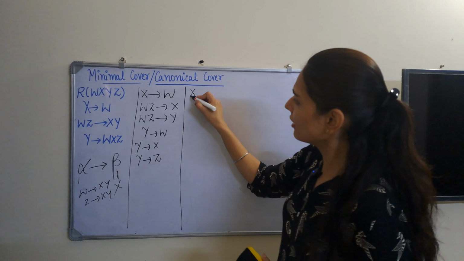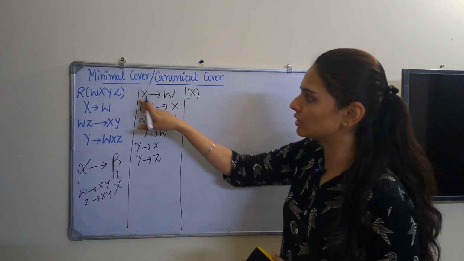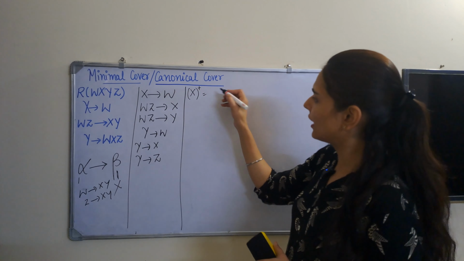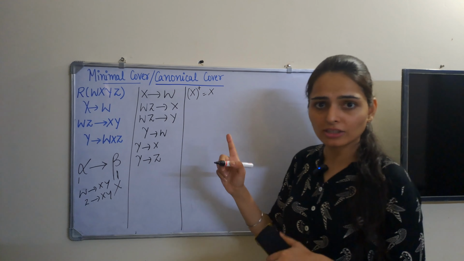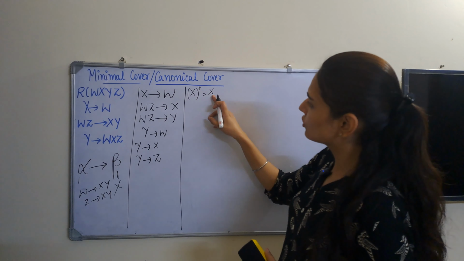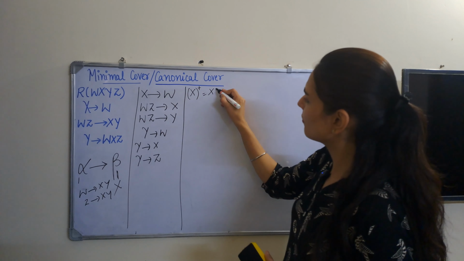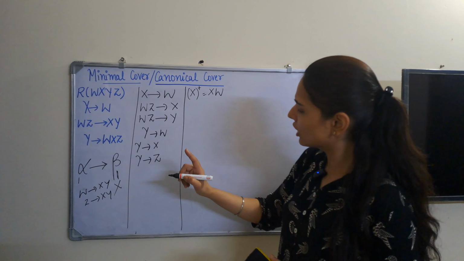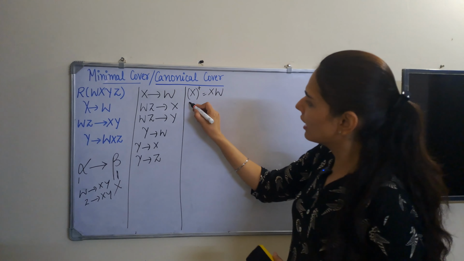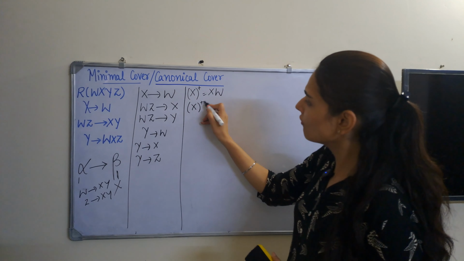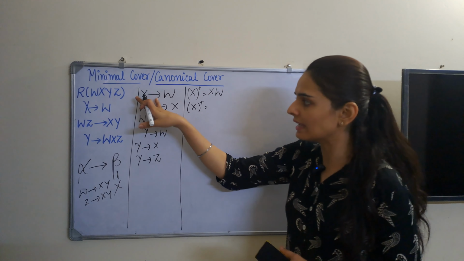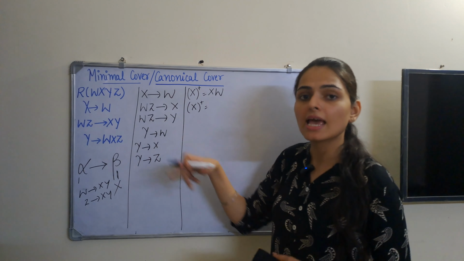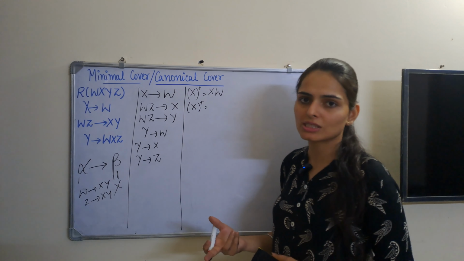We first find the closure of X for this functional dependency, and we already know how to find the closure set of an attribute. Now we have X, and from X we can get W. Can we get anything else? No. So this is the closure. Now we have to find out whether keeping this functional dependency or not keeping it makes any difference for the system.